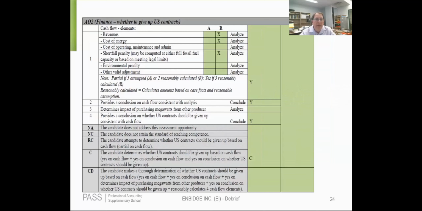Then we put the cash flow into a second one, whether to give up the U.S. contract. So again, I didn't get everything. I forgot the admin fees. I forgot this one. I think there was an environmental penalty. I got the shortfall penalty, but I did enough. I needed 3. I got it exactly. Conclusion, yep. Didn't really have any analysis on the purchasing from another producer. Kind of ignored that. Did I have a conclusion? Absolutely. I said, don't give it up. And that was enough to get myself confident.